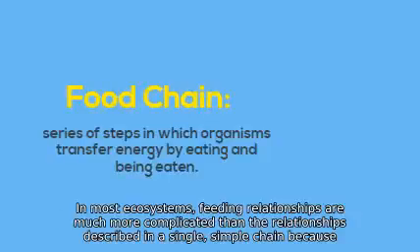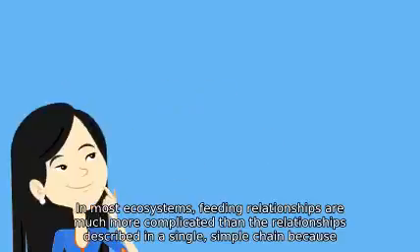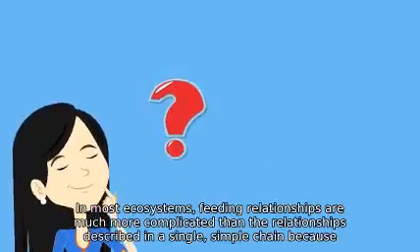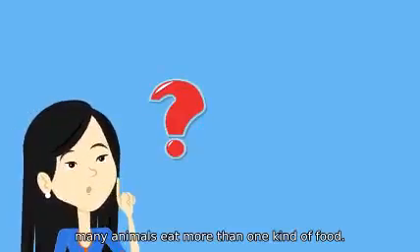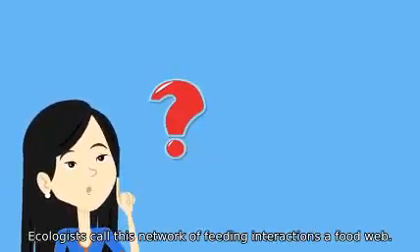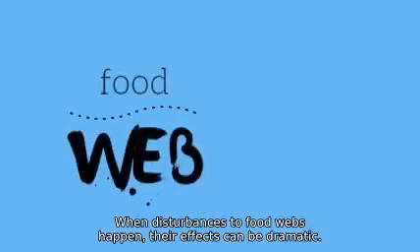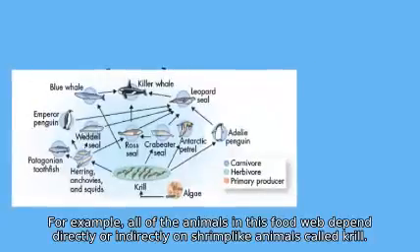In most ecosystems, feeding relationships are much more complicated than the relationships described in a single, simple chain, because many animals eat more than one kind of food. Ecologists call this network of feeding interactions a food web. When disturbances to food webs happen, their effects can be dramatic. For example, all of the animals in this food web depend directly or indirectly on shrimp-like animals called krill.